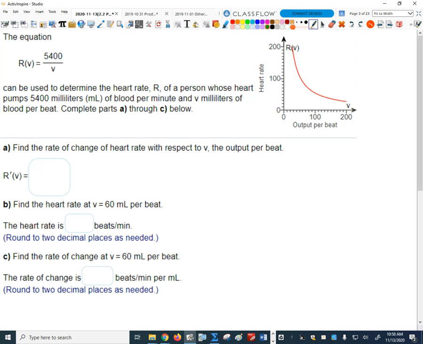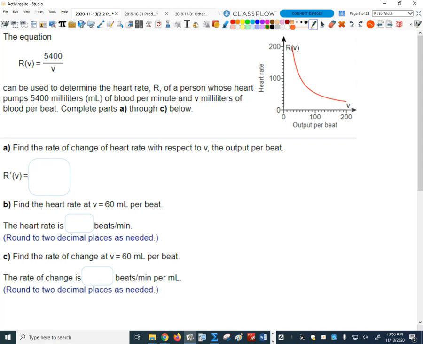Okay, that's a lot to wrap your mind around here, but this is actually a real thing too. This is a real model that people use in health profession. So think what that means then. This is going to predict the output, which is going to be the heart rate if a person is pumping blood at a rate of 5,400 milliliters of blood per minute, but the V stands for the volume of blood per beat. Then what does it mean if we're going to calculate R prime of V?